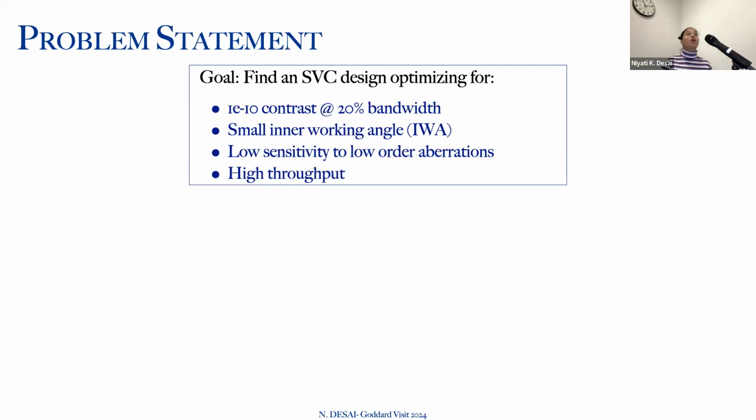So if you're going to choose a smaller charge vortex, you might have a better inner working angle, but you have a trade-off, which is in the third bullet, which is sensitivity to low order aberrations. So you really want to make sure you're nailing all of these at once. You can't just pick and choose one or two. You really take a big hit on the others. And the last one is high throughput, because at the end of the day, we're trying to get spectra of these planets.